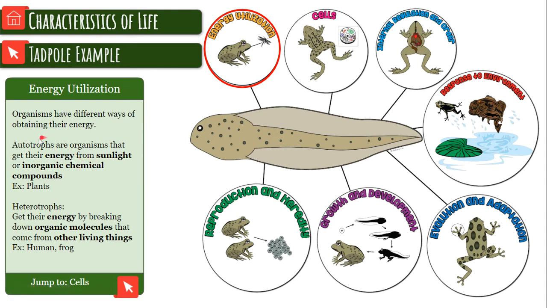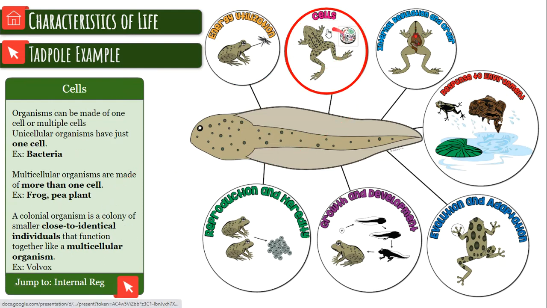But a traditional example of an autotroph is plants. The other way we can get energy is being a heterotroph. Heterotrophs get their energy by breaking down organic molecules that come from other living things. So basically this means that heterotrophs have to go and eat other things in order to get energy.